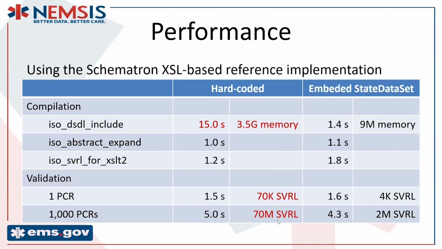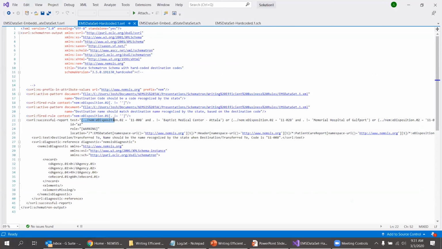Okay, so here's the hard-coded approach, and here we have a report that fired, and what you see here is the test from that report. All of that is here in the SVRL output. So it just goes and goes and goes. There's a line that's 71,000 characters long.